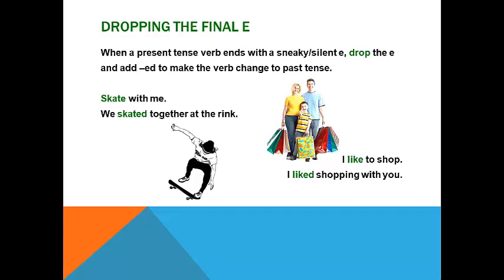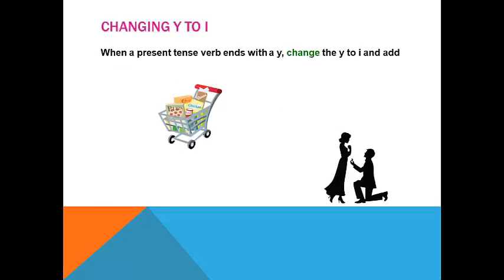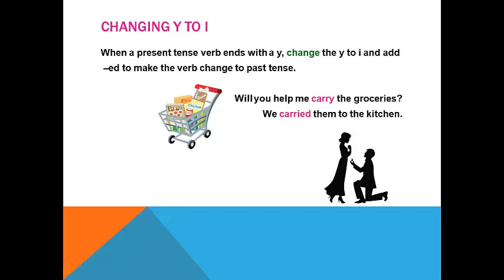So as you can see, ed in the end, like skate, silent E, like, silent E again. Let's continue with more rules. When a present tense verb ends with Y, change the Y into I and add ed to make the verb change to the past tense.